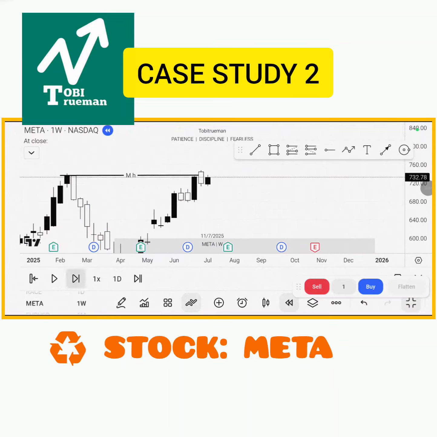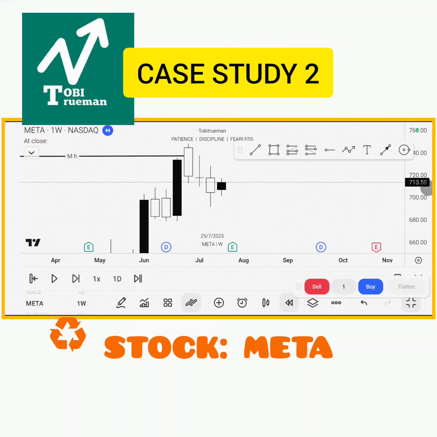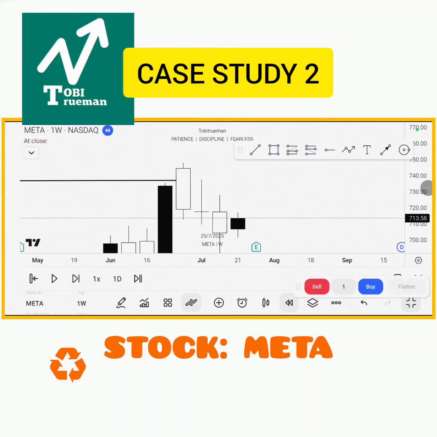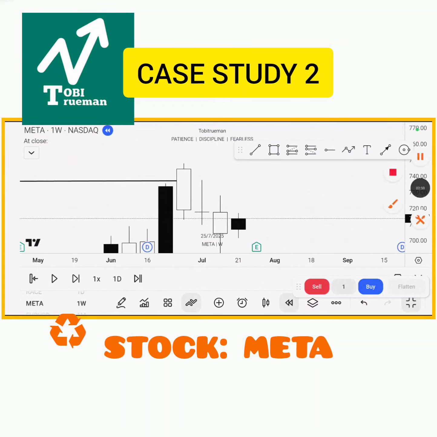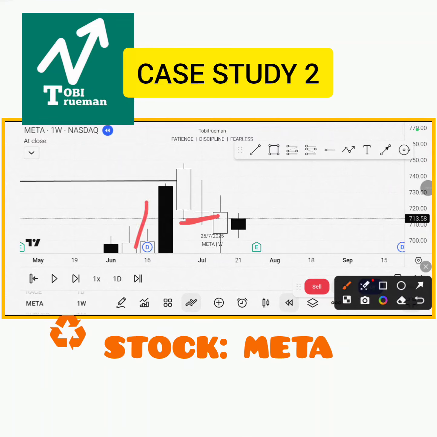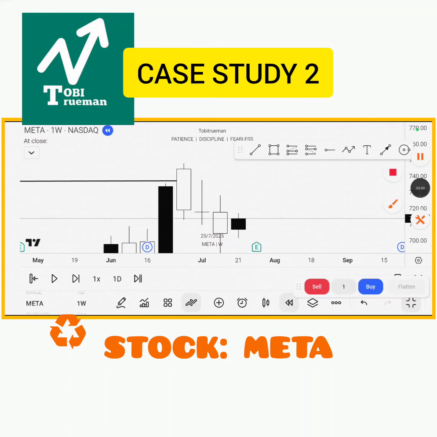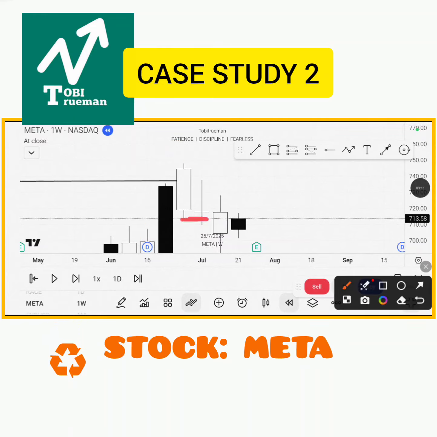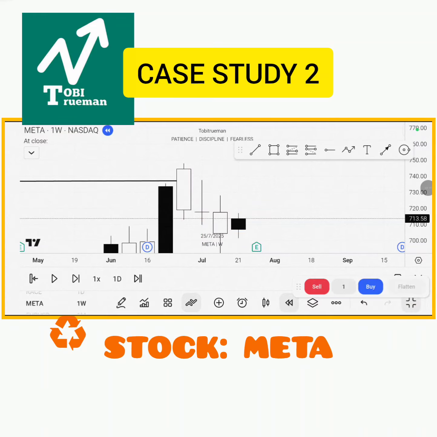Let me play it. Now we can see that this is not valid. Why is it not valid? Because this is the number 1 candlestick, number 2 candlestick, and number 3 candlestick did not meet our criteria. It did not close below the low of the number 2 candlestick. You should have closed below it with this type of candlestick body, but it used wicks.